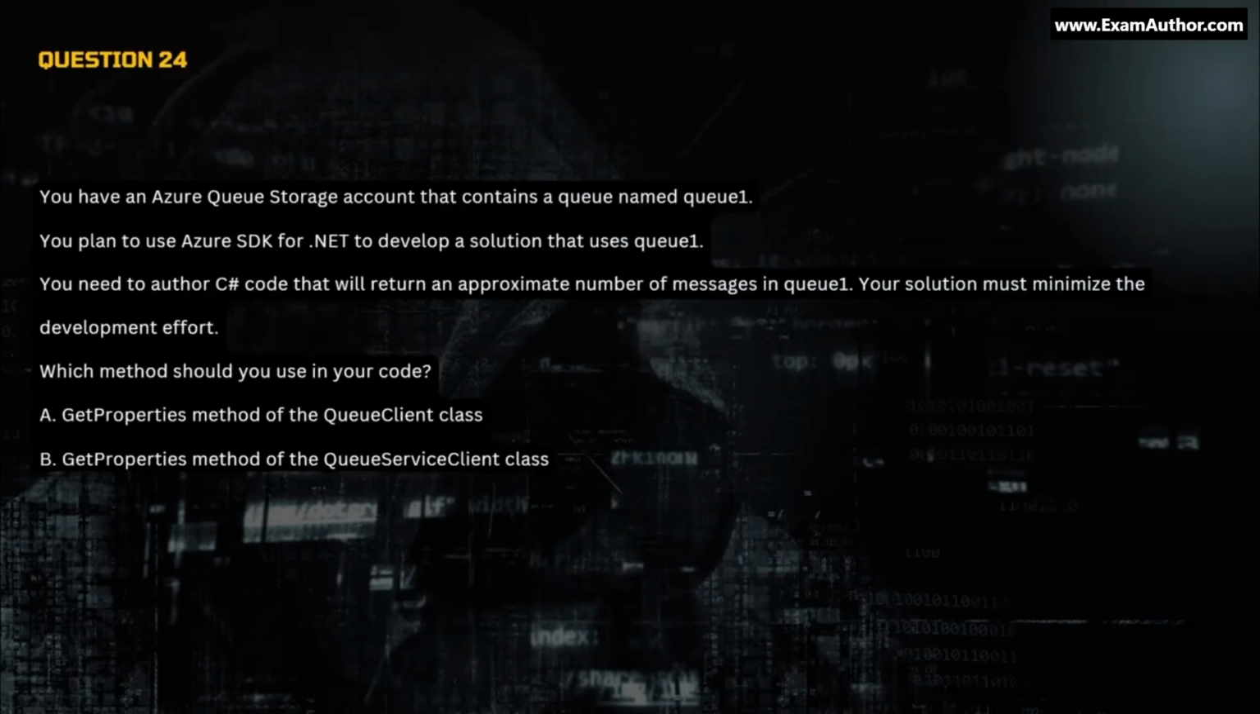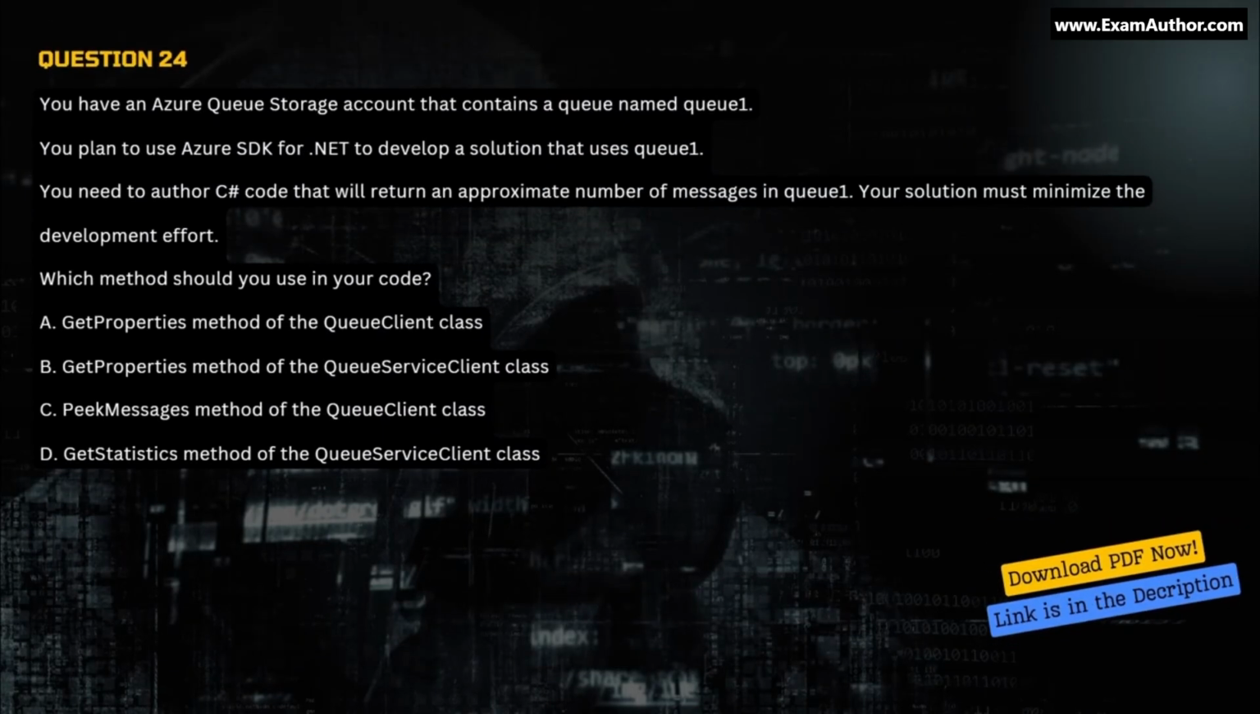Question 24. You have an Azure Queue storage account that contains a queue named Q1. You plan to use Azure SDK for .NET to develop a solution that uses Q1. You need to author C# code that will return an approximate number of messages in Q1. Your solution must minimize the development effort. Which method should you use in your code?